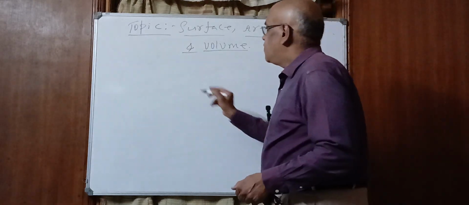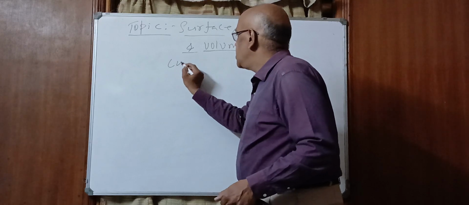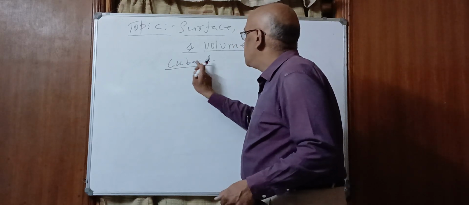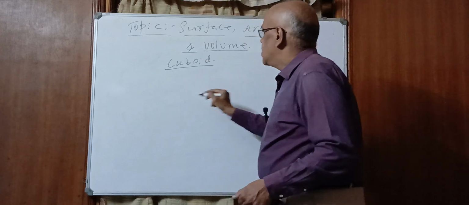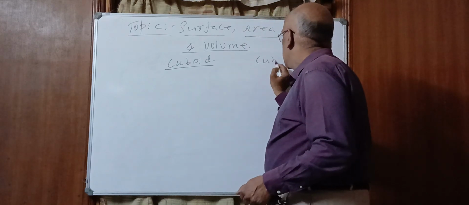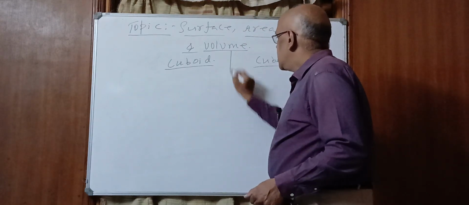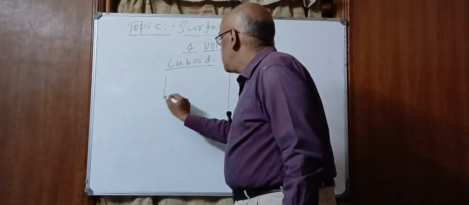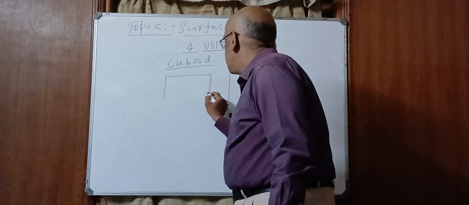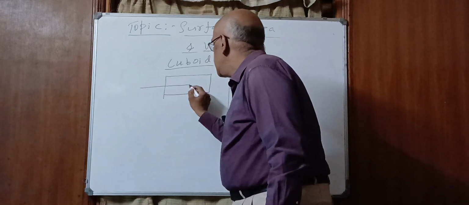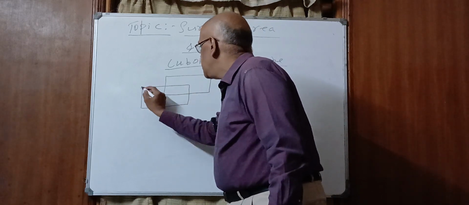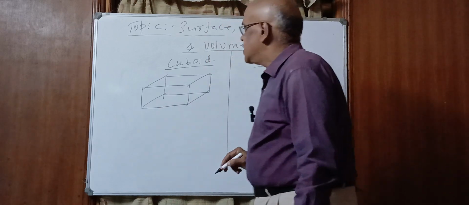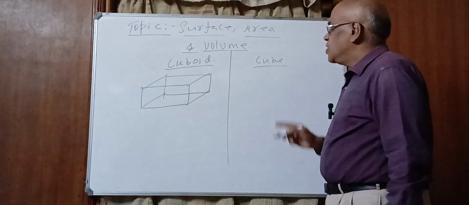Now children, first we will discuss cuboid and cube. I'll take cuboid and cube both together. If you study cuboid, cube is easy. How is that? I will tell you. See, all of you know what a cuboid is, isn't it? I'll draw the picture of a cuboid. What is this? Cuboid. A matchbox, your geometry box, are examples of a cuboid.